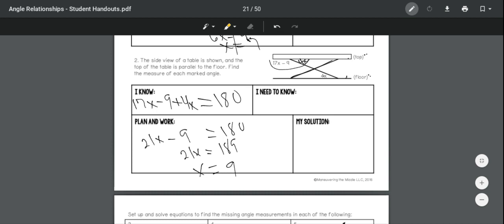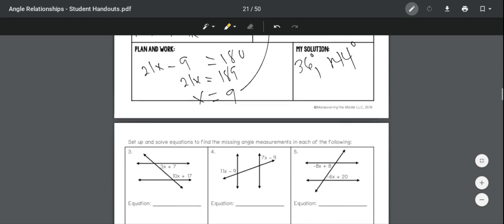And then again, you got to plug it in. So 9 times 4 is 36, is one angle, because right there, I should say. And then 9 times 17, and then minus 9 is 144. And they should equal 180.